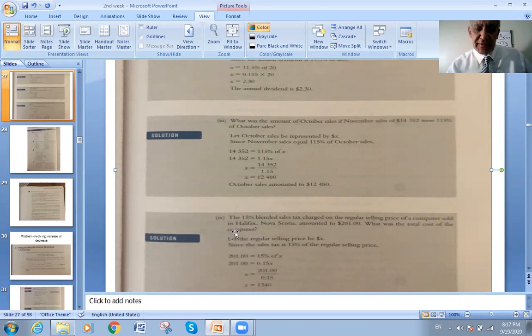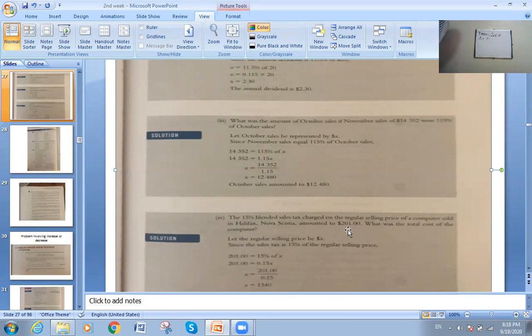The example here says 15% blended sales tax charged on the regular selling price of a computer sold in Halifax, Nova Scotia, amounted to $201.5. So the taxes are $201.5. But the computer price itself, we don't know it, it's unknown.